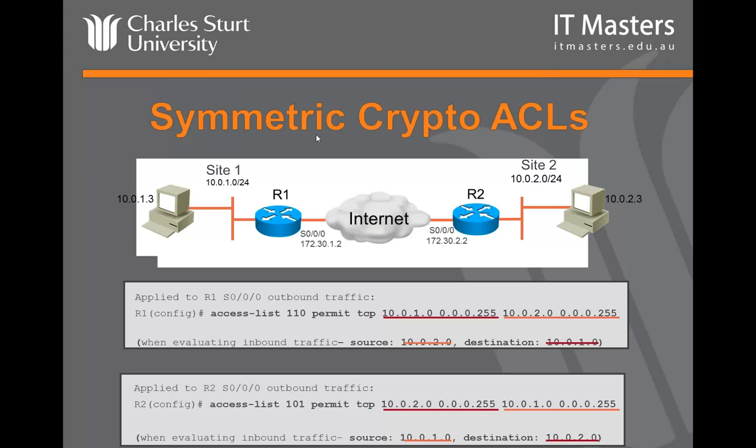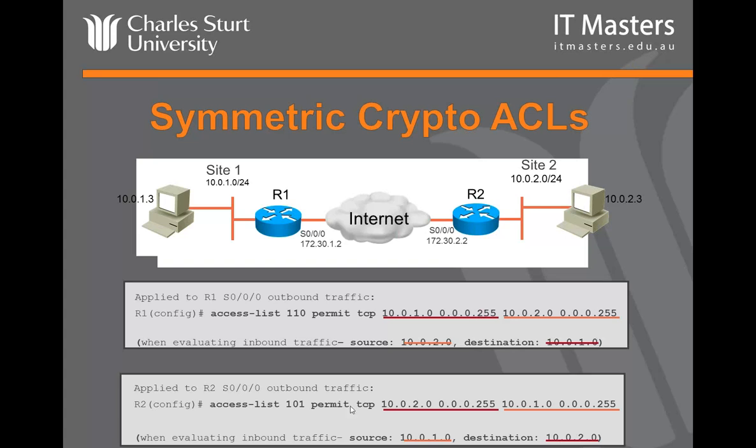A thing to note about the ACLs is that they have to be symmetrical. If you look at these two ACLs, the ACL applied to router 1 on the serial interface: access list 110 permit TCP from 10.0.1, so from this network, to 10.0.2, to this network here. That's applied in the outbound direction on the serial 0/0 interface, but effectively it's applied to the encrypted tunnel. This is the traffic we're going to encrypt between 10.0.1 and 10.0.2. When evaluating the inbound traffic, the source is .2 and the destination is .1. Source and destination are different because it's return traffic, it's bi-directional.